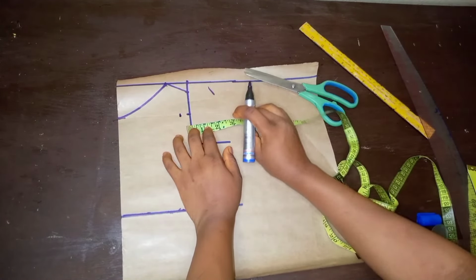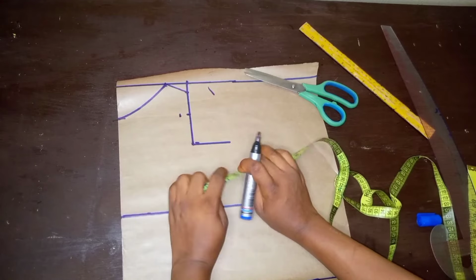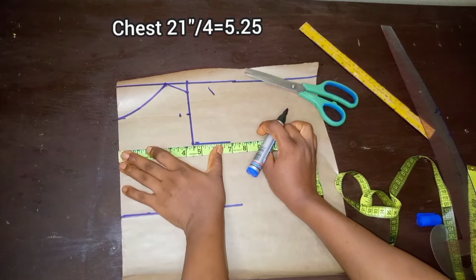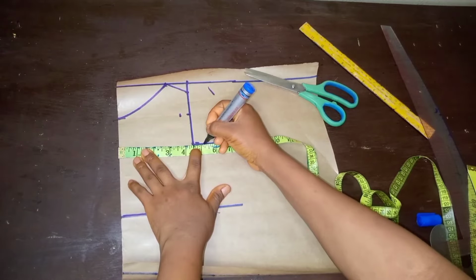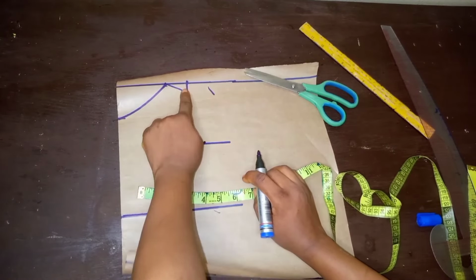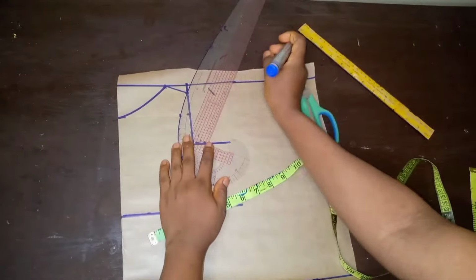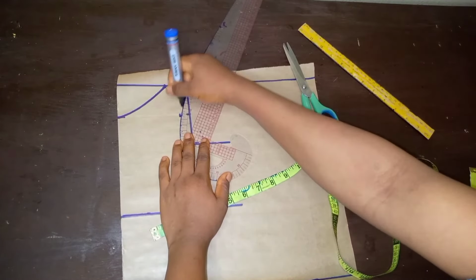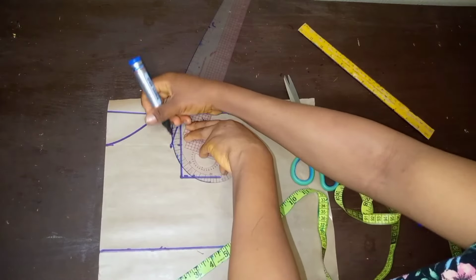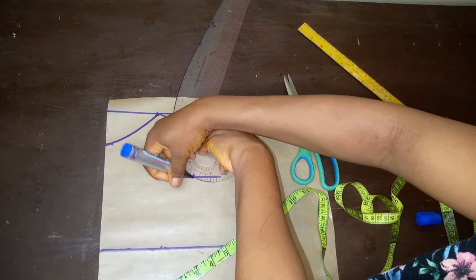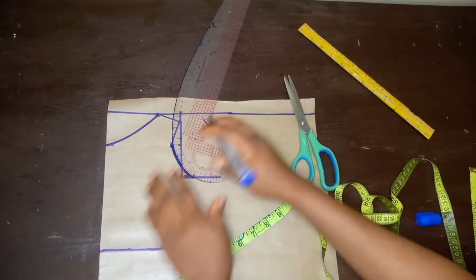Once that is done, I'll mark my chest line measurement. The chest line measurement is 21 inches. 21 inches divided by 4 will give me 5.25. I'll mark this 5.25 on the chest line, then I'll connect from the shoulder to the 0.5 inch, then from 0.5 inch to the 5.25 at the chest line to create the armhole. Now, going in by 0.5 inch before you create the front armhole for kids is optional.